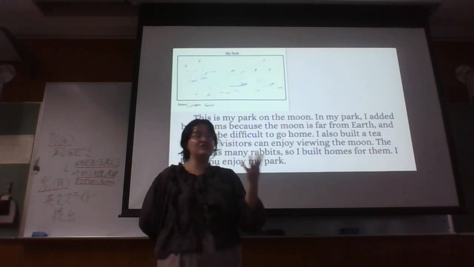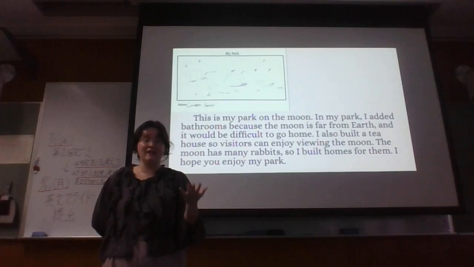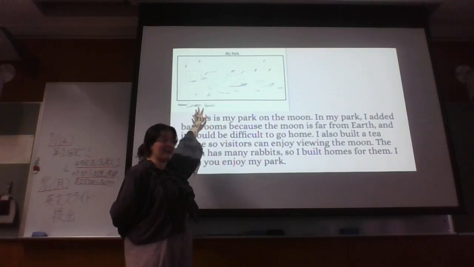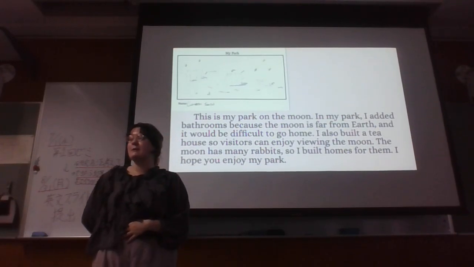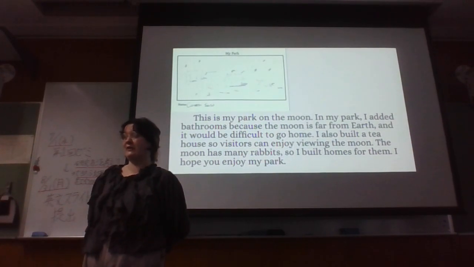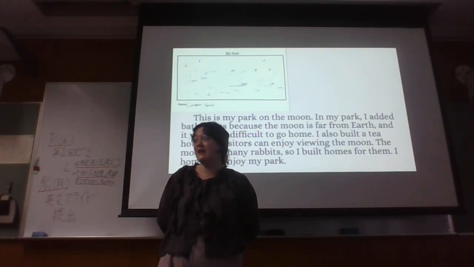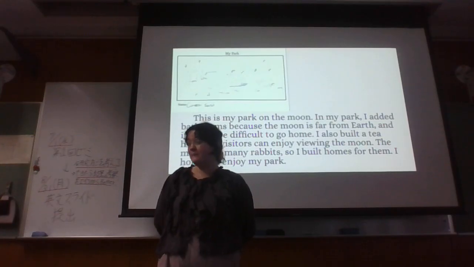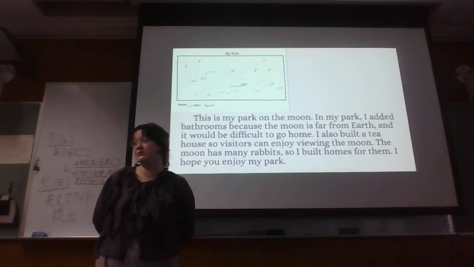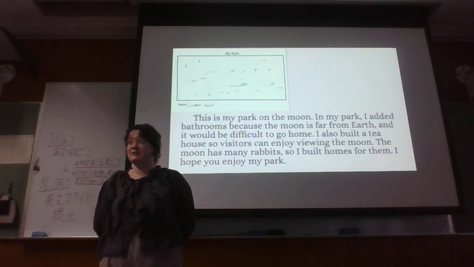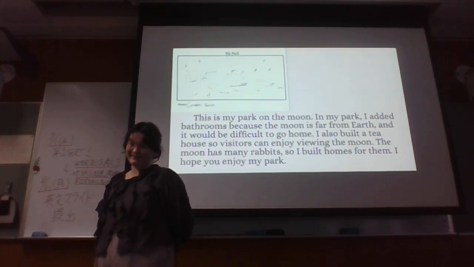Alrighty guys, we've talked a lot about parks this morning. This is an example of a park I designed, okay? Let's read this together. This is my park on the moon. In my park, I added bathrooms because the moon is far from Earth and it would be difficult to go home. I also built a tea house so visitors can enjoy viewing the moon. The moon has many rabbits, so I built homes for them. I hope you enjoy my park.